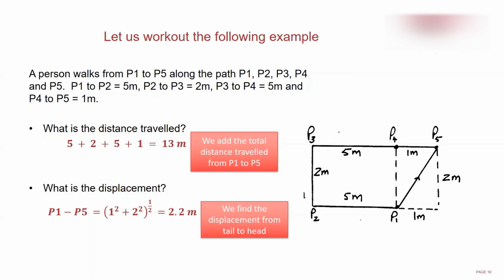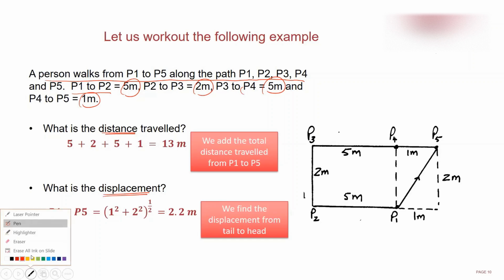Let's take this example and see the difference between vectors and scalars in more depth. Here we have a person walking from P1 to P5 along the path P1, P2, P3, P4, and P5. P1 to P2 is 5 meters, P2 to P3 is 2 meters, P3 to P4 is 5 meters, and P4 to P5 is 1 meter. They're asking us to find the distance traveled and also the displacement.